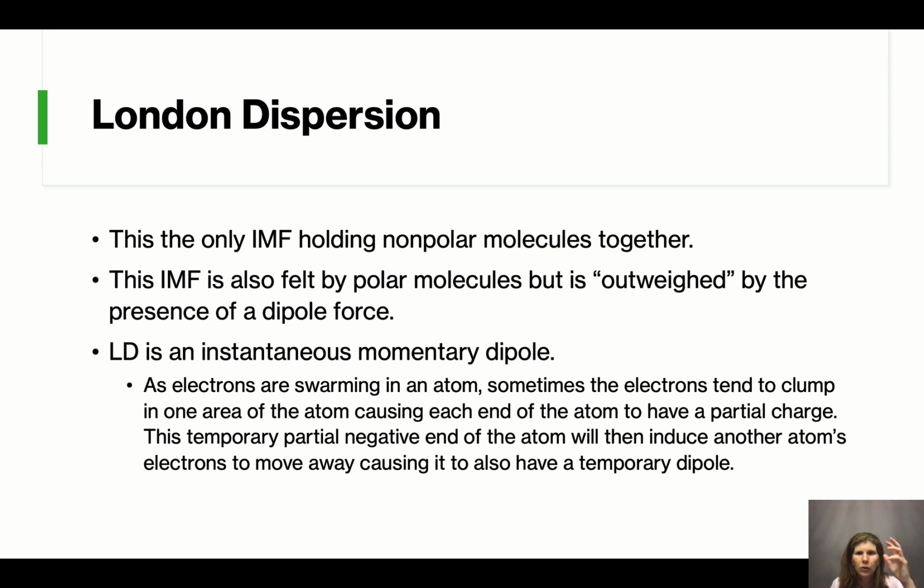When you have them all clumped in one area, you're going to have this temporary, momentary, partial negative area, which is then almost like a chain reaction, like a domino effect. A molecule that's close by will have its electrons repelled, and so it becomes partially positive on that end, being attracted to where there is this clump of electrons that has caused the partial negative. I have a video at the end of this presentation, and I highly recommend that you watch it so that you can see Professor Dave's animation of it, because I think this would make more sense if you see a computer-generated animation of London dispersion.